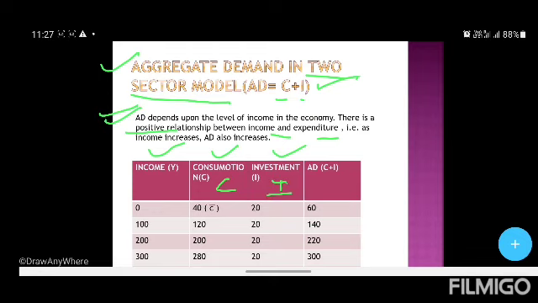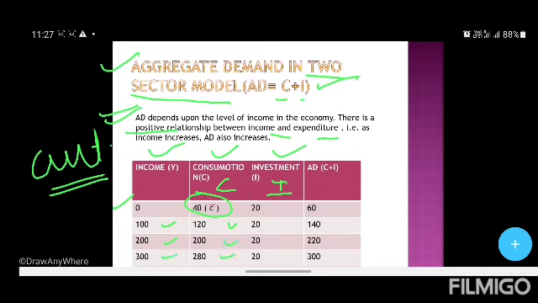Here we can see that even when the income is zero, there is a certain level of consumption. Here it is 40. This is called autonomous consumption, because there will be a certain level of consumption which is necessary even if your income is zero. And further, when the income increases, the consumption also increases.